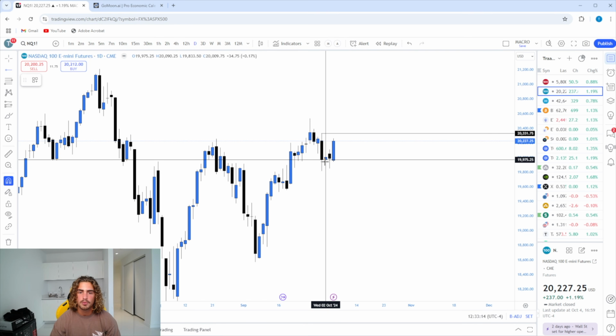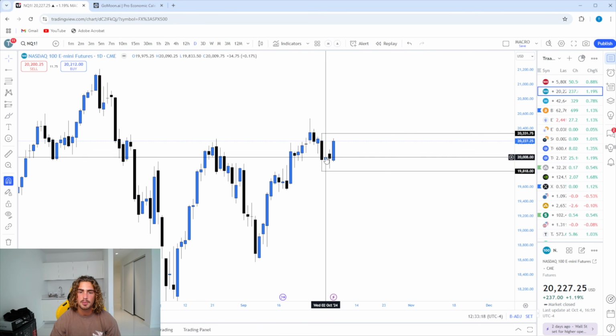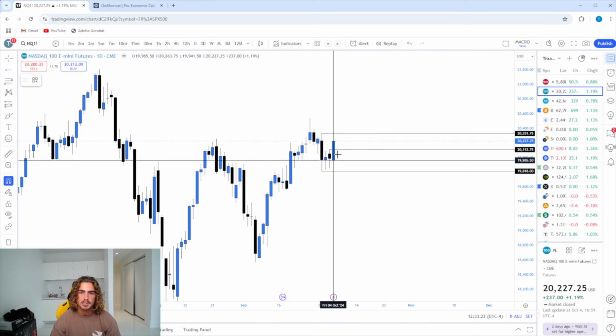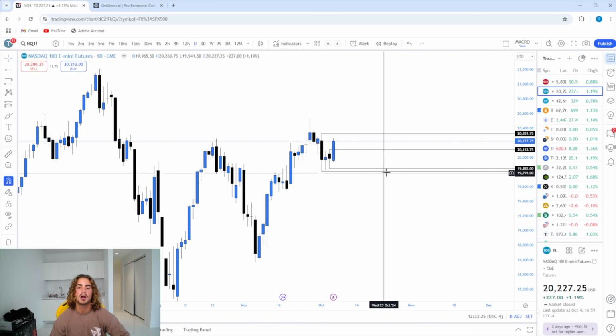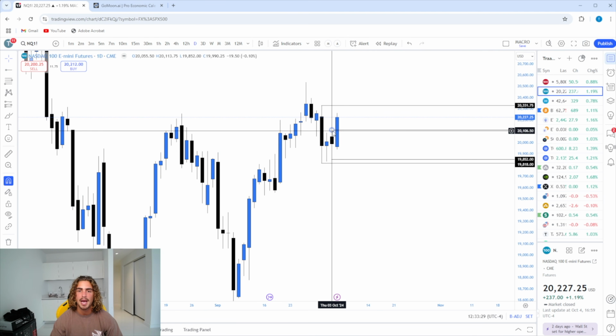We see a move down, then a move up. Oh, that low, that's a draw on liquidity. Okay, we see a move up, then a move down. Oh, that high right there, that's a draw on liquidity. Move down, then a move up. Oh, that's a low. Boom, we've already marked out a ton of draws on liquidity. But as we can see right now, like we moved past this high.